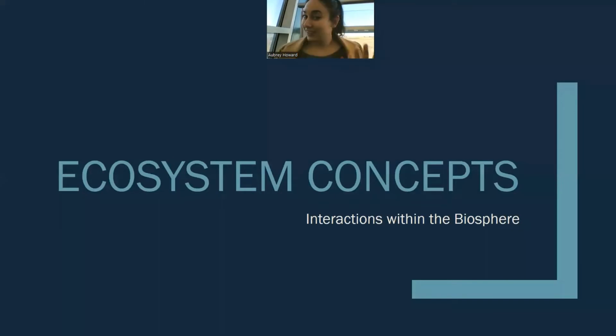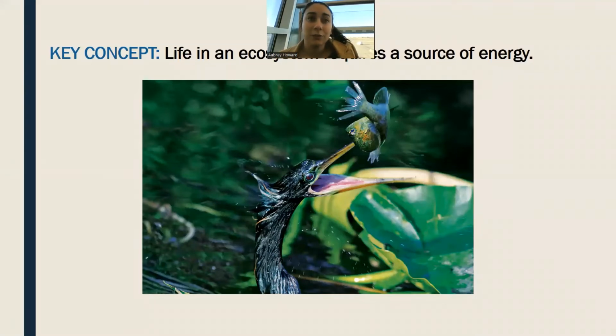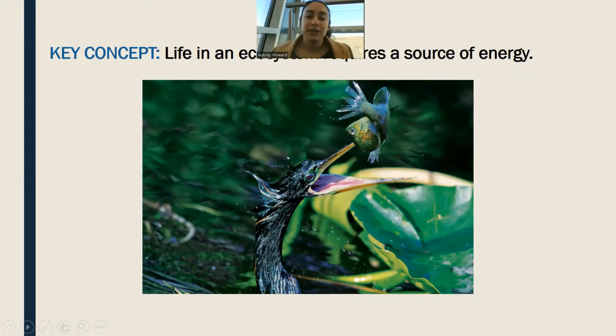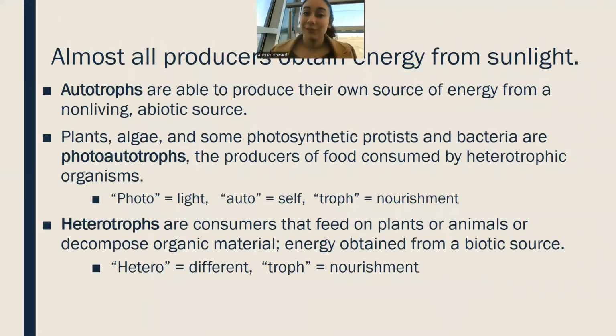Okay, so interactions in the biosphere for your ecosystems. Now, there are three main key concepts in how that relates with energy and your ecosystem. So I put them on separate slides like this. And so here you can see this key concept listed that life in an ecosystem requires some source of energy. So it has to get its energy from somewhere. And what are we going to have as our main source? Well, we sort of already prefaced this, but for most of life on Earth, the energy source is sunlight.